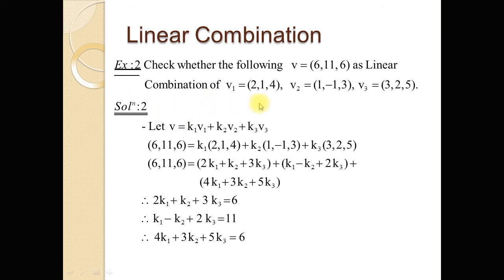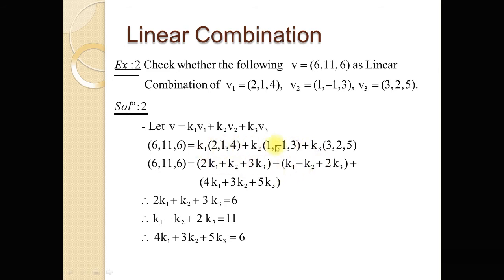Now let v be a linear combination of v1, v2 and v3. Then there exist scalars k1, k2 and k3 such that v = k1 v1 + k2 v2 + k3 v3. This is the vector v, and k1 times vector v1 plus k2 times vector v2 plus k3 times vector v3. Now collect the same components: the first component, the second component and the third component.